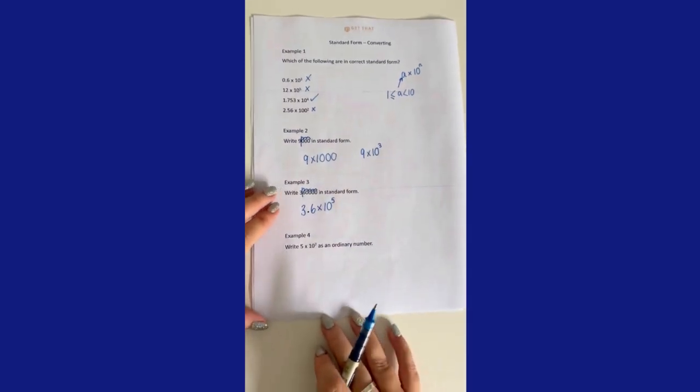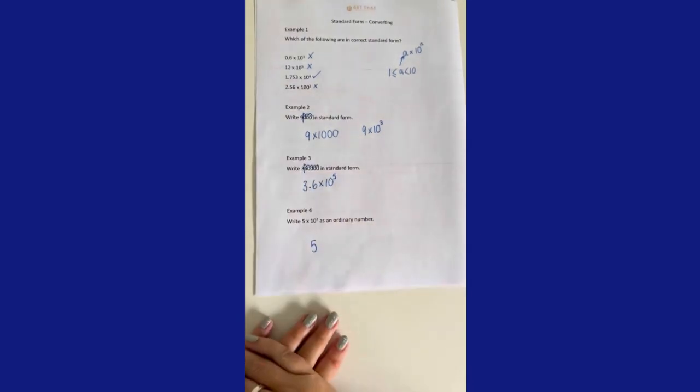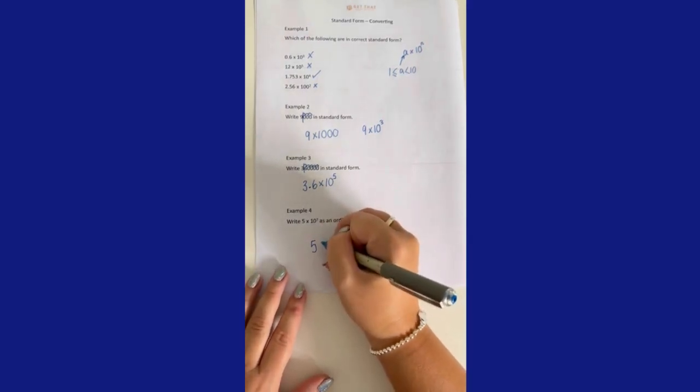Okay. This time we've got 5 times 10 to the power of 7 as an ordinary number. What this means is we just want to write it as a normal number, not in standard form. Now we know we've got 5, so we know our first number is going to start with a 5. Times by 10 to the power of 7. Because we've got no decimals here, all I can do is just put 7 zeros on the end.